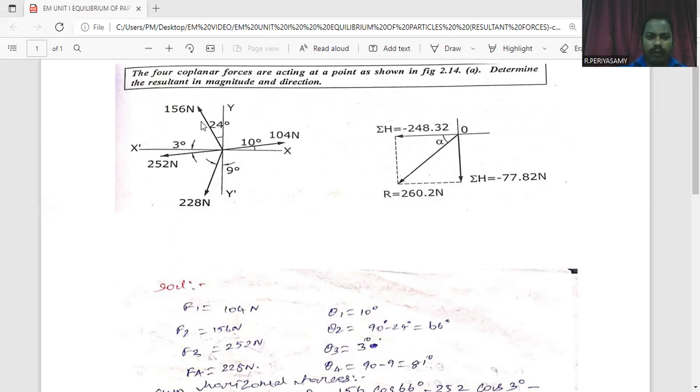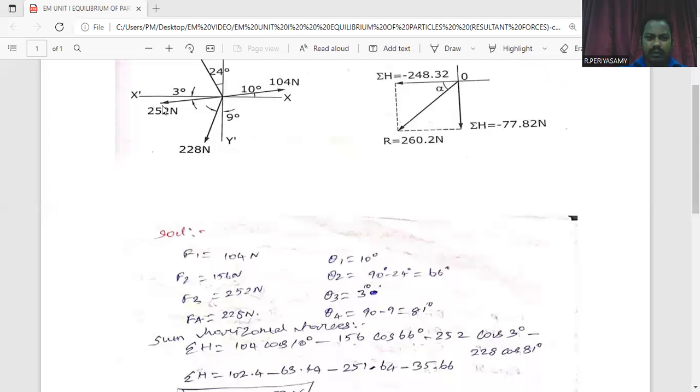The 156 Newton force is inclined 24 degrees from the y-axis, and the angle between the x-axis and y-axis is 90 degrees. So 90 degrees minus 24, finally we got 66 degrees. So theta 2 equal to 66 degrees from the x-axis. The second force is 66 degrees from the x-axis. Next, we consider the third force, F3.